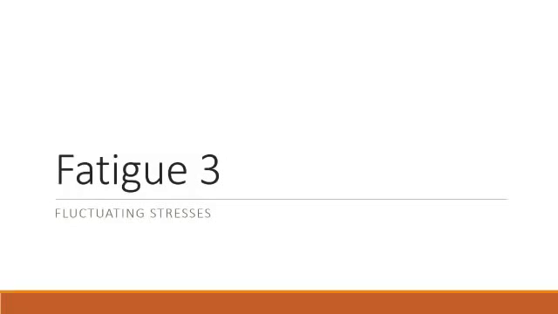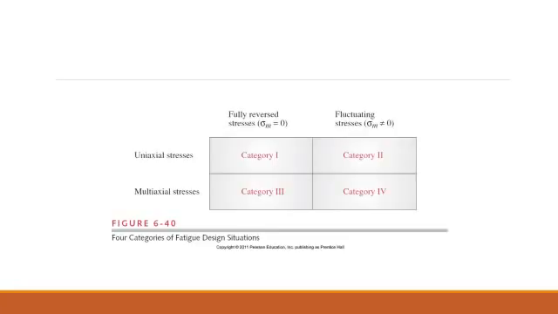In this lecture, we're going to discuss the effect of fluctuating stresses in the fatigue calculations. Last time we considered uniaxial stresses that were fully reversed, and this time we're going to talk about fully reversed stresses as well as multiaxial stresses. So we've moved to category 3 now. So let's have a look at the problem statement.